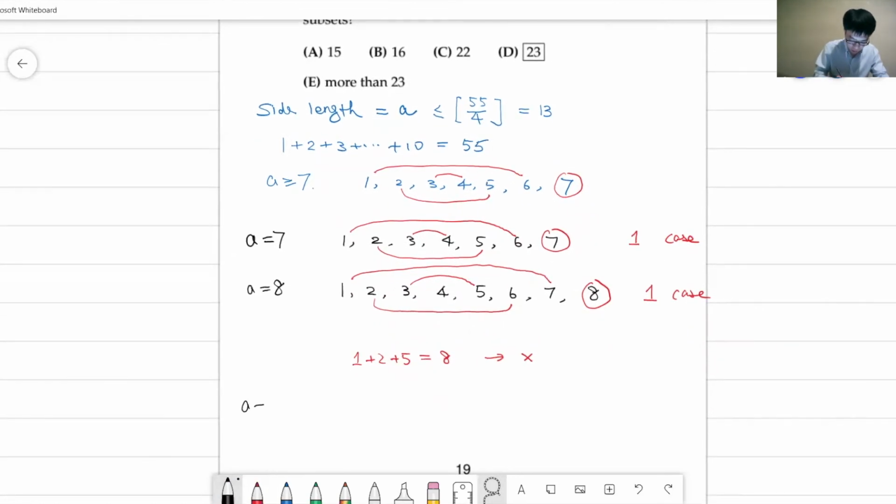Next, let's do A equals 9. If A equals 9, there are more ways to form the number 9 by adding certain values. So we have 1 plus 8 equals 9, 2 plus 7, 3 plus 6, 4 plus 5, and also the single value 9. So there are 5 ways to form 9.